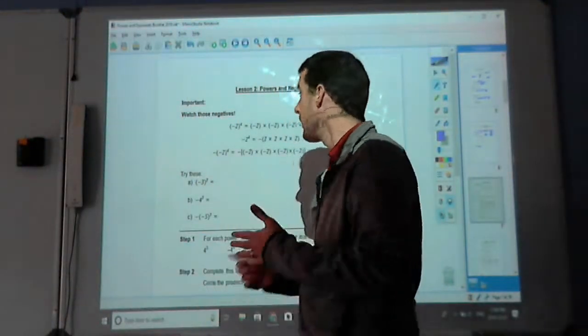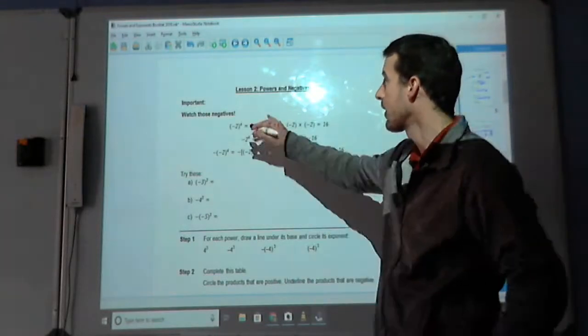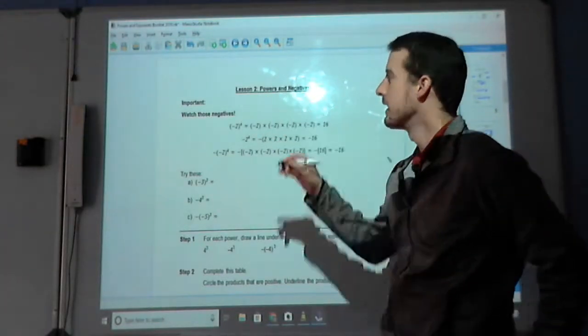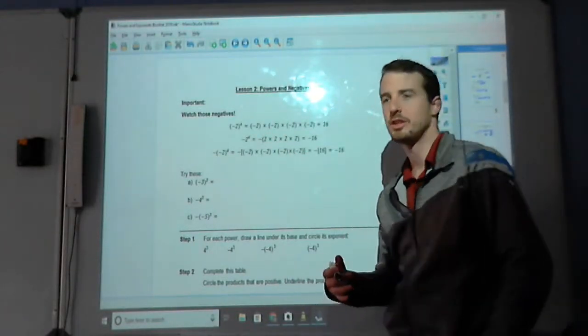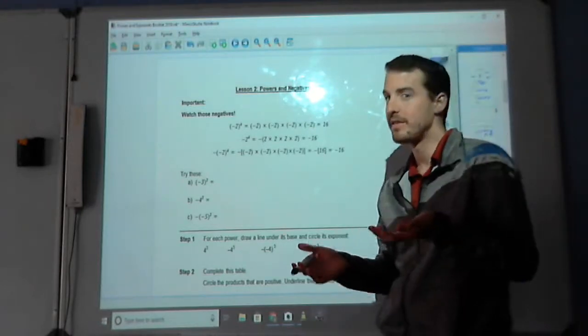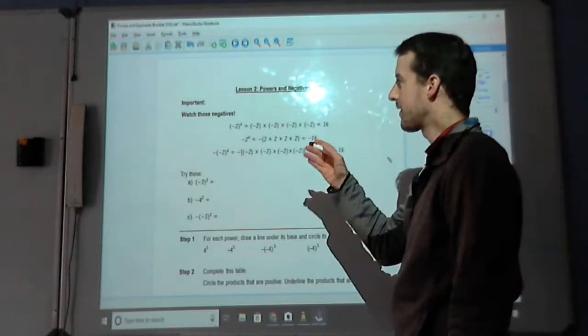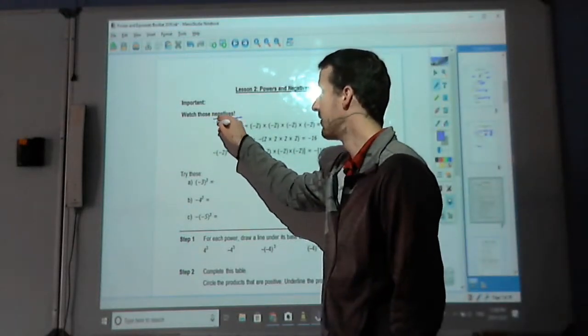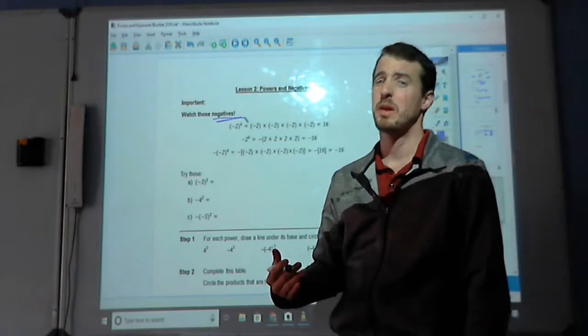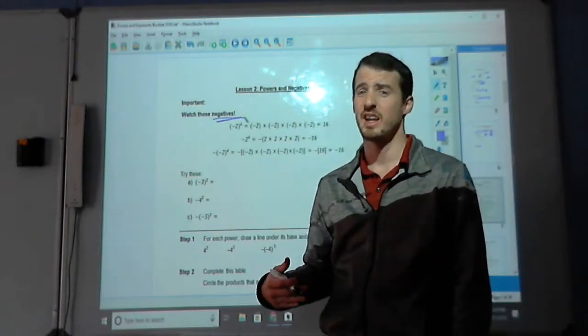Alright guys, welcome to lesson 2 where we're going to be looking at powers and negatives. This is going to be a continuation of what we learned, especially looking at odd and even number of negatives. Biggest thing here, negatives. We really have to be careful with this, especially in grade 9.